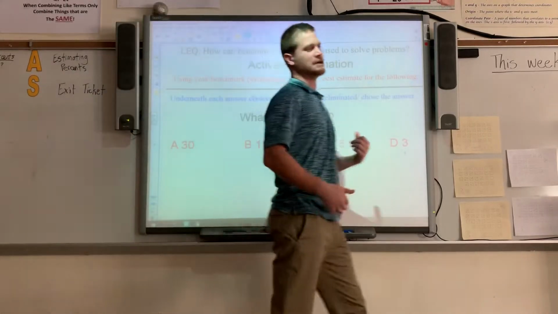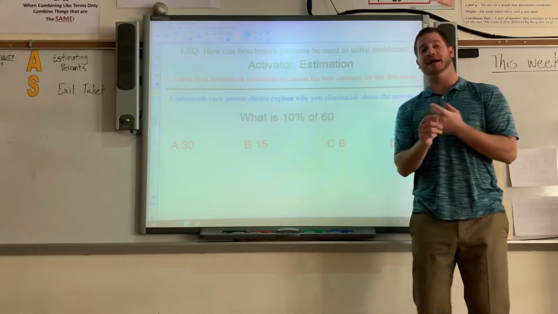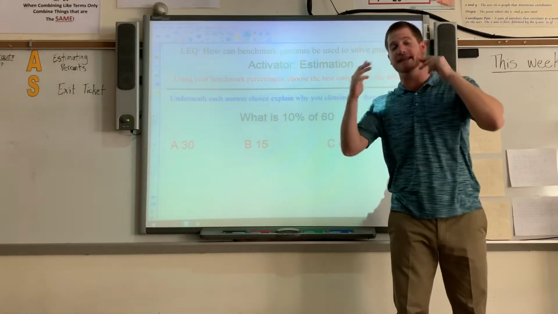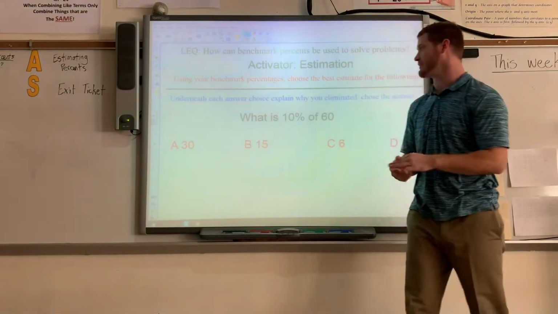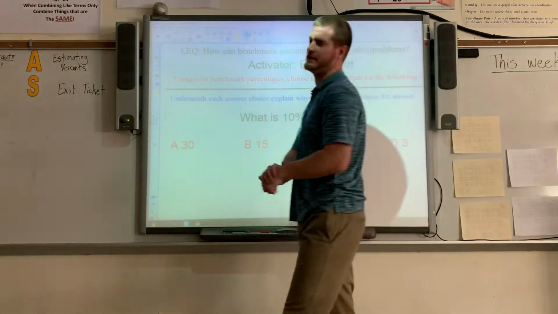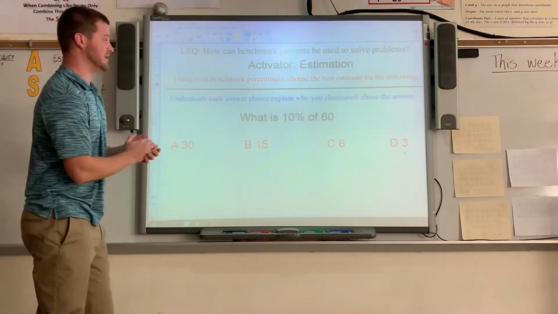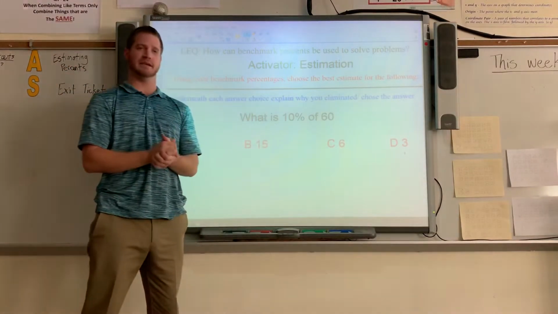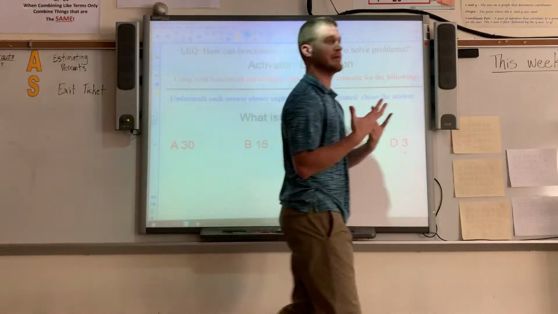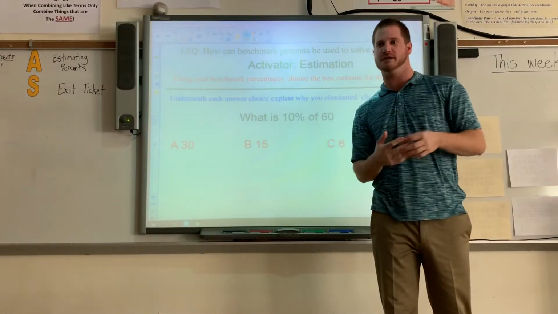Now, last week we started talking about estimating percents with our benchmark fractions. So remember, if you deal with 50%, that is 1/2 of something. If we deal with 25%, that is 1/4 of something. The last one was 75%, which is 3/4 of something. So if we're dealing with 10% of a number, thinking of our benchmarks, well, we know it's got to be less than 25%, right? So it's got to be less of that number.